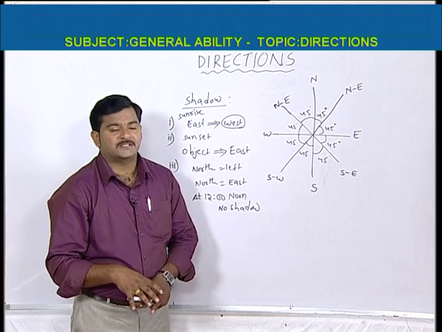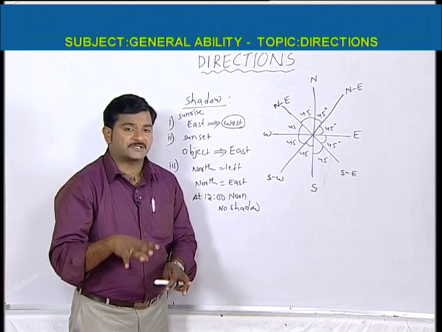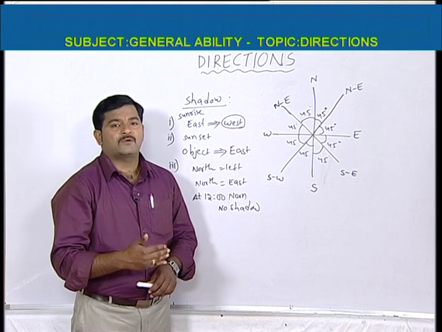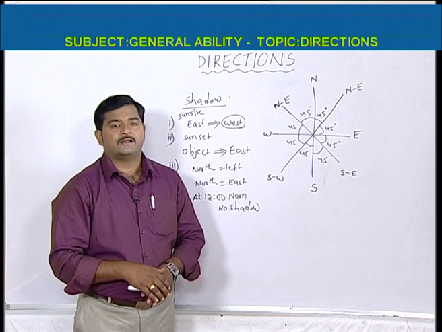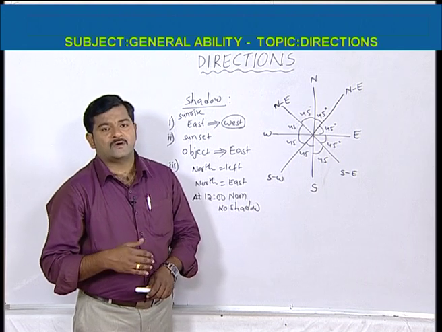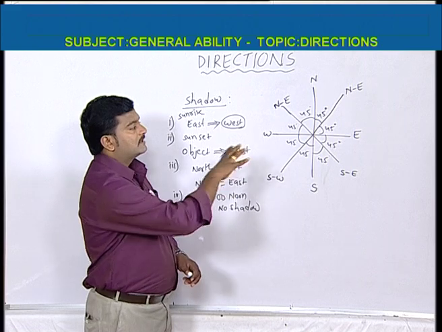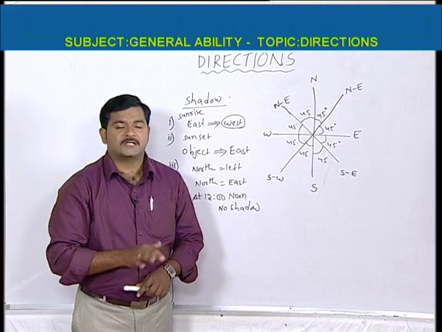And second point is at the time of sunset. At the time of sunset, the shadow of an object is always towards the east direction only. In the evening time, or at the time of sunset, the shadow of an object is always towards what we can say? East direction. That is second point.